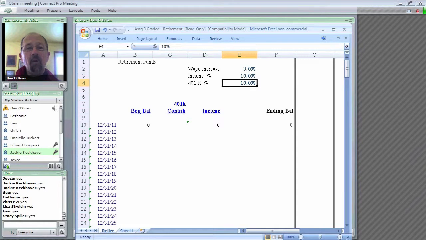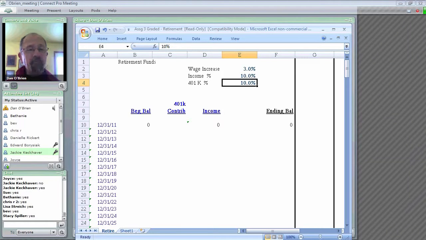And then the 401k percentage is what percent of my wages am I going to set aside in a 401k. For those of you who don't know what a 401k is, that's where you can tell the government you want to put this money aside for your retirement. And this is the cool part about a 401k. The government won't tax you on it.